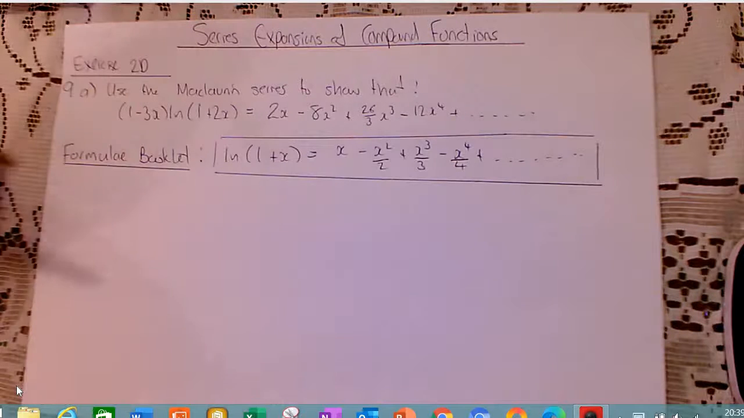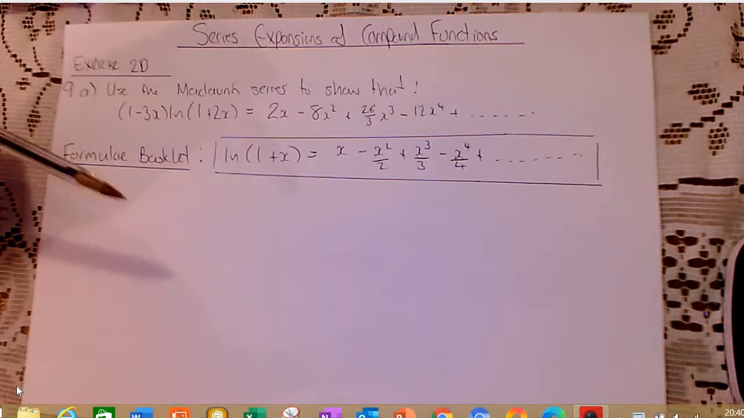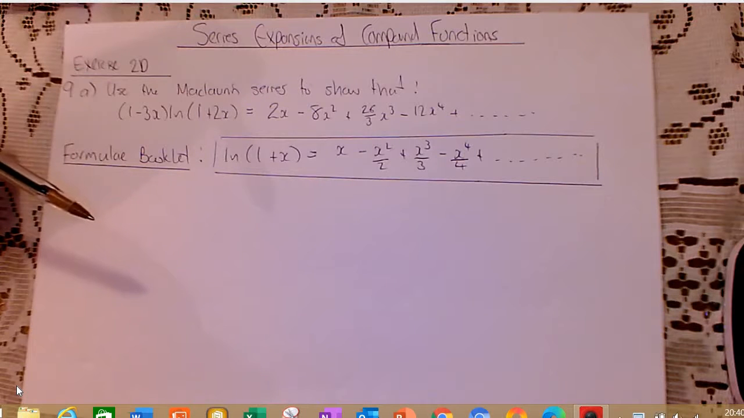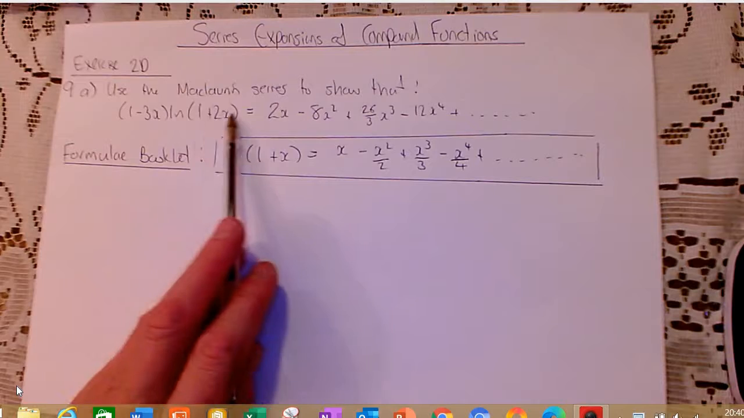Hi Year 13. This should now be your final lesson on the chapter on series. So you should now be okay with method of differences on exercise 2A. Then you just practice, I think, some repeated differentiation on 2B. Exercise 2C was introducing the basic Maclaurin series, and now we're going to look at combinations of functions and compound functions using the Maclaurin series.